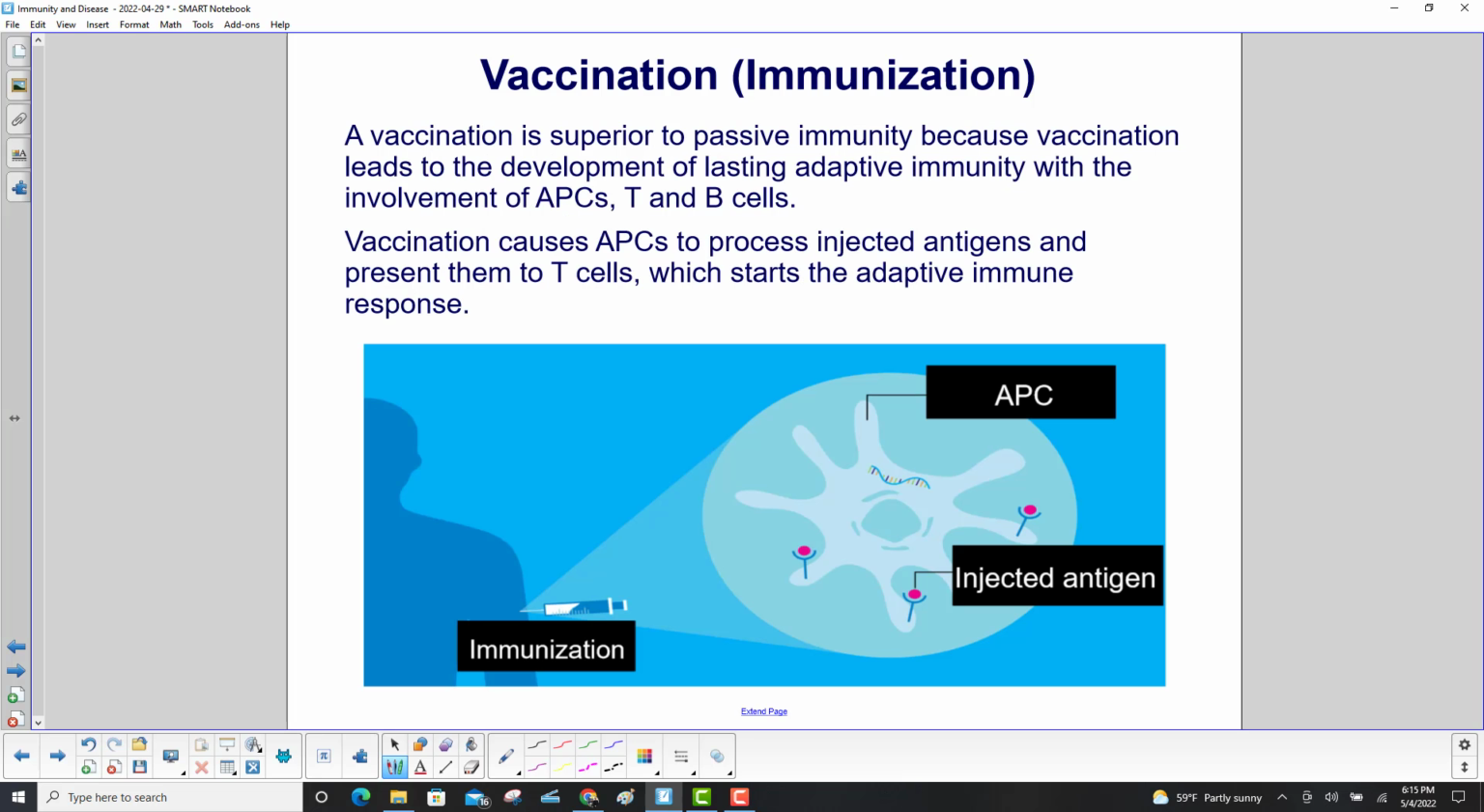A vaccination is superior to passive immunity because vaccination leads to the development of a lasting adaptive immunity with the involvement of APCs, T and B cells. The vaccination causes the APCs, over here, to process injected antigens and present them to the T cells. So here's our injected antigens. They're being presented to the T cells, which then start the adaptive immune response.